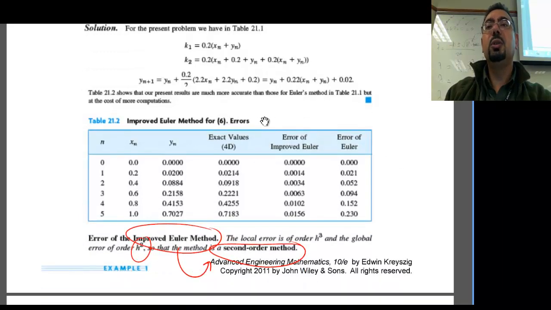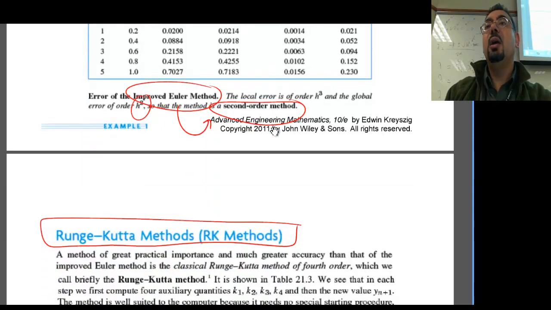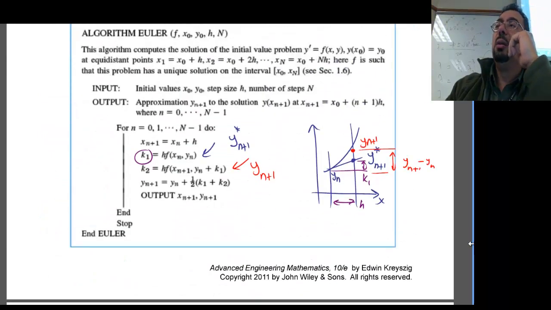I'll let you read that solution. This is actually a little bit better than Euler. This is second order accurate compared to the regular Euler. So now, if you want to improve this method even more, what do you do? You average among three. Where is the third one?